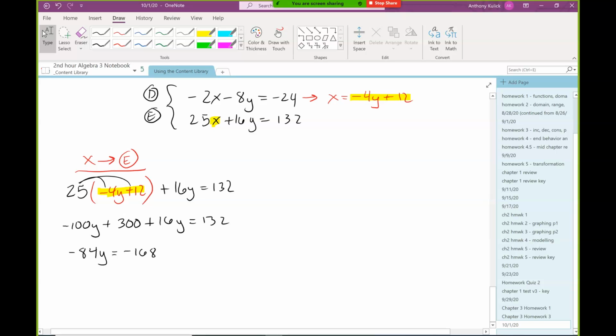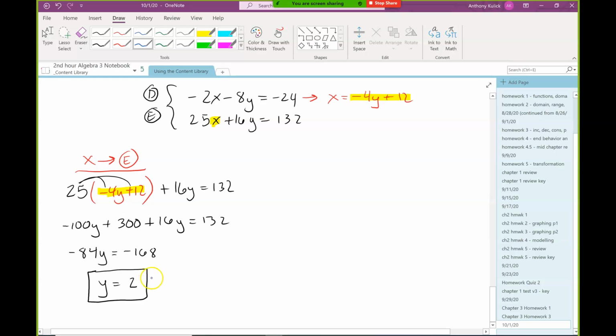So we're back here. We have negative 84y is equal to negative 168. If we divide both sides by negative 84, we get y equals 2. Yes, sir. Of course. Everybody's okay to there.